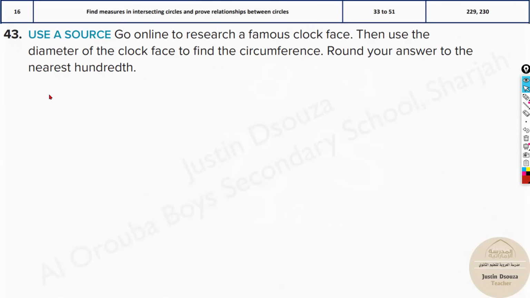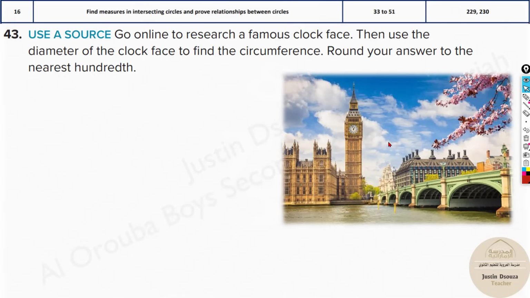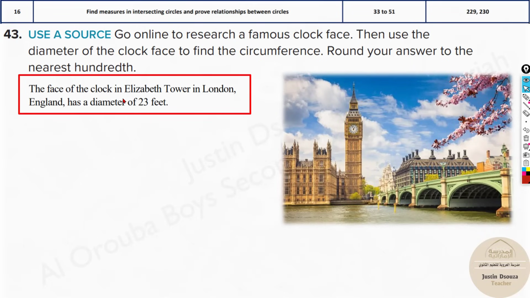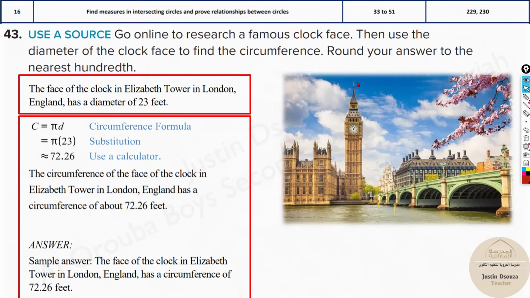And over here we have another interesting problem. We need to go online to research a famous clock face, then use the diameter of the clock face to find the circumference. Round your answer to the nearest 100. Now here, I've already checked online and got this. This is Big Ben, if you search it online. And this is the face of the clock. That's the Elizabeth Tower in London, also called Big Ben. It has a diameter of 23 feet. It's gigantic, too huge, right? So we need to find the circumference of that.